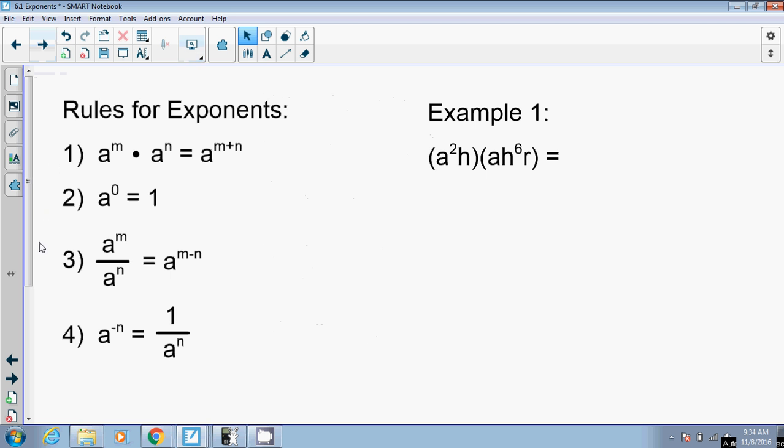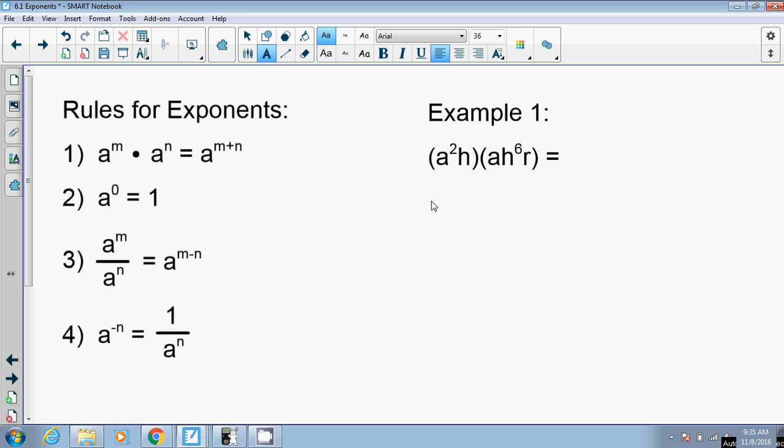So notice I have the rules of exponents, the 4 that are in this lesson, off to the left here. For the first example, we want to multiply a squared h by a h to the 6th r. We can do this in a few ways. I want to start off writing this all out so that you see the rules of the exponents, and then we'll look back and apply the rules.